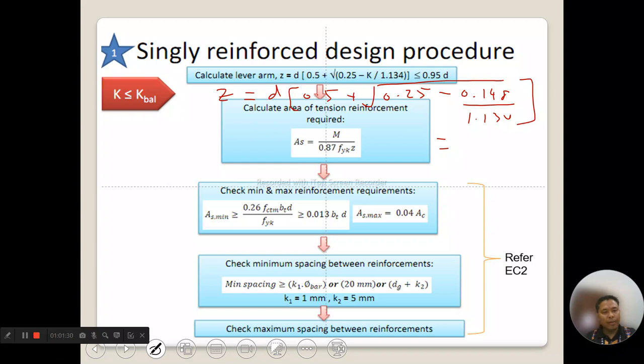So the square root of 0.25 minus 0.148 bahagikan dengan 1.134, then plus 0.5 you'll get 0.84. Okay, 0.85 lah senang. D which is less than 0.95D. So bila ini berlaku, therefore you punya Z must be taken as 0.85D.